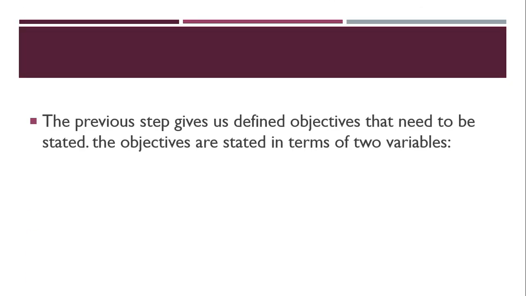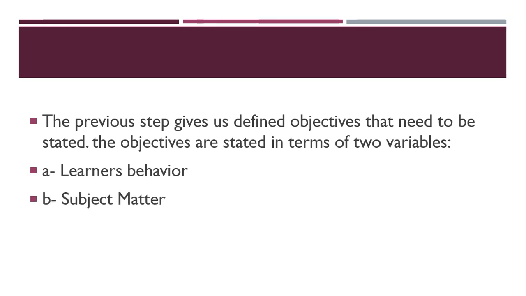The previous steps give us defined objectives that need to be stated. The objectives are stated in terms of two variables: learner's behavior, subject matter. Of course, we have studied the needs, we need to also study the learner's behavior. Are they teenagers? Are they grown-ups? Are they children? What are their behaviors? What is the subject matter that is suitable for these children, and so on.